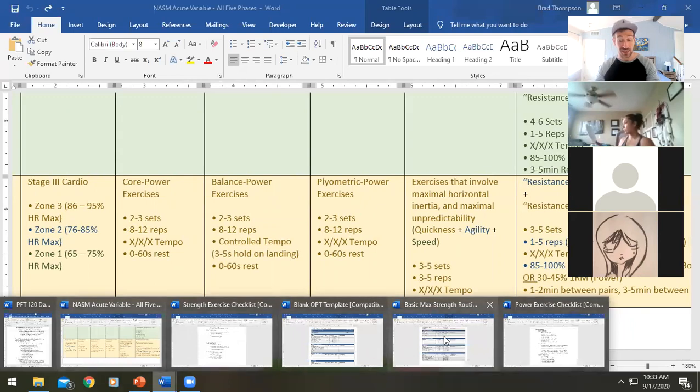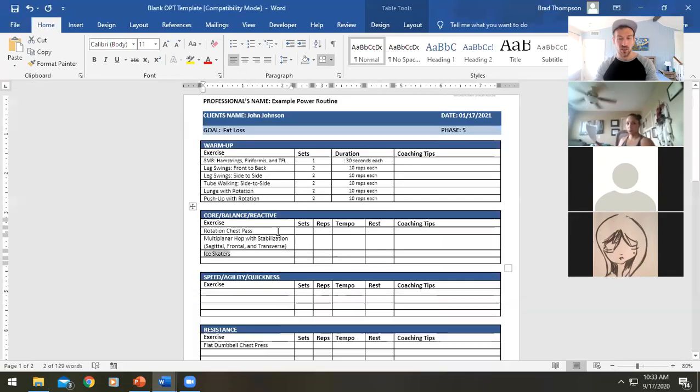Because this workout, again, is probably going to be pretty long, I'm going to go with 2 sets of each of these. And for my reps, let's go with 10 because I went fairly low on the sets. And my tempo is XXX for all of them. 0 seconds rest, 0 seconds rest, 60 seconds rest.